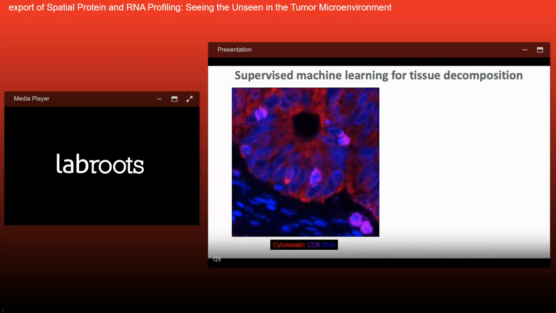Regardless of the wet lab assay that you choose to run for your study, it's also very important to have an appropriate image analysis pipeline in place. This is an image from one of the very first multiplex immunofluorescence assays that we built in my lab. It's a very simple image that shows cytokeratin positive tumor cells and CD8 positive T cells in purple.